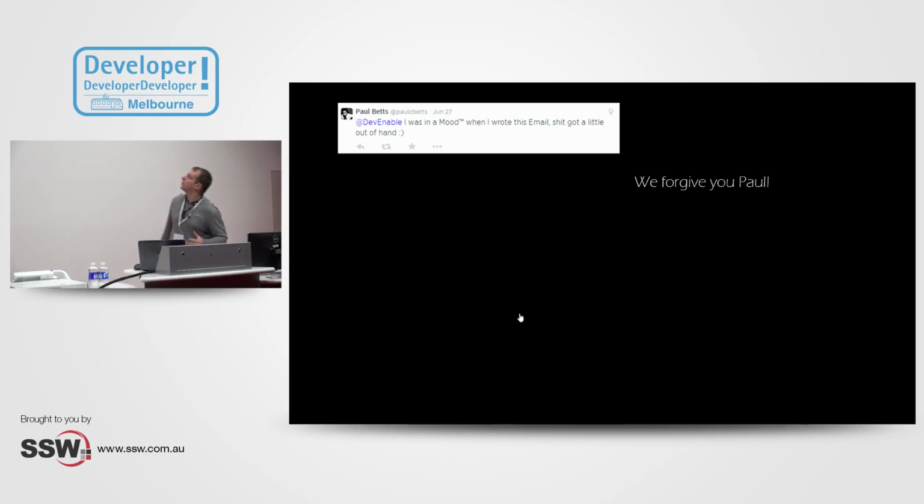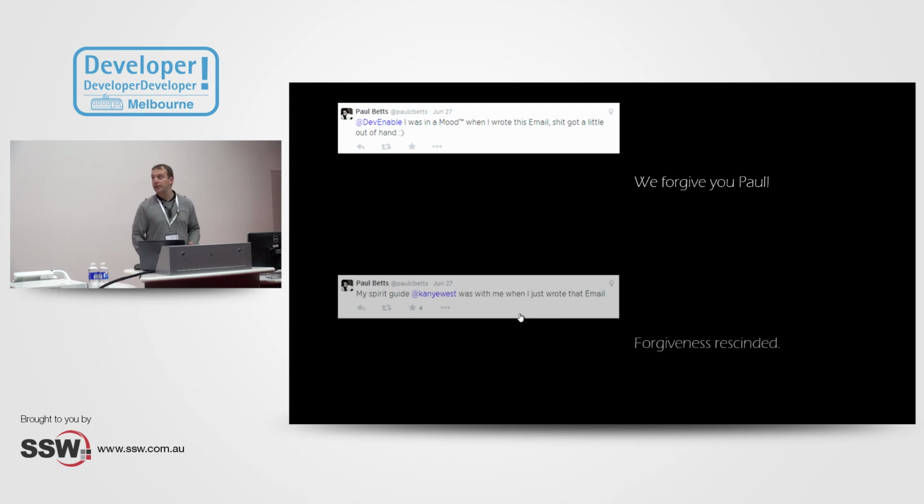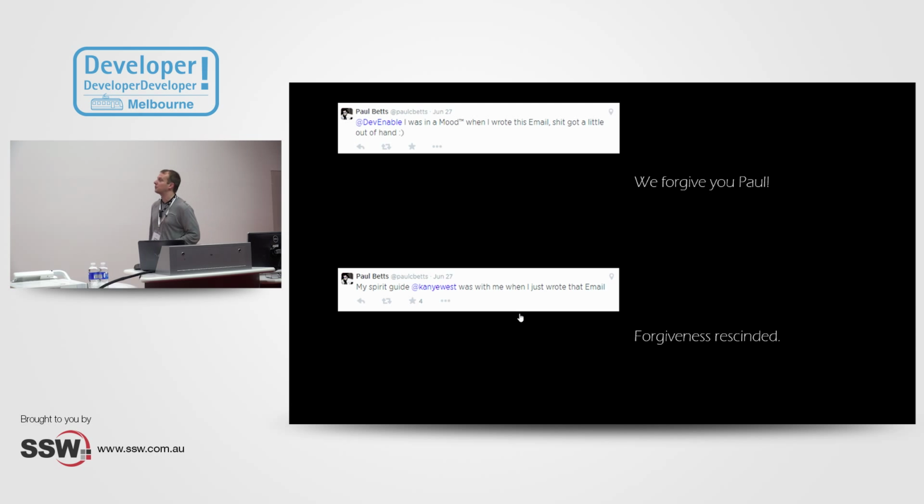And he got a bit emotional. I don't know how well you can read that slide up there, but he says, I was in a mood when I wrote this email, and things got a bit out of hand. Fair enough, I thought it was a really good email chain. But then I saw a tweet shortly afterwards where he said a spirit guide with Kanye West was in. I'm not forgiving that. Sorry.